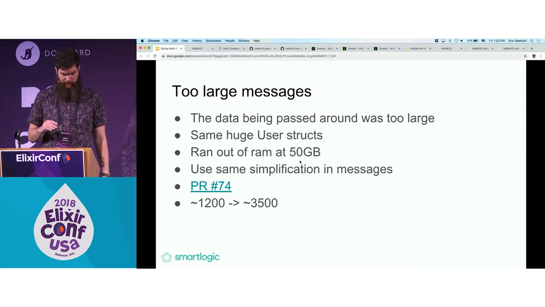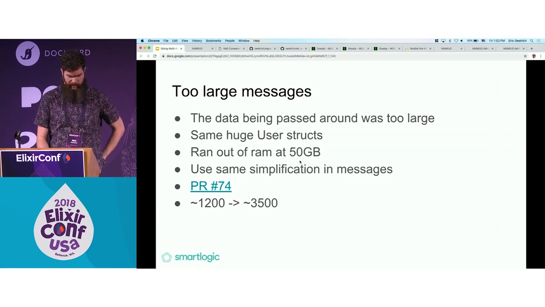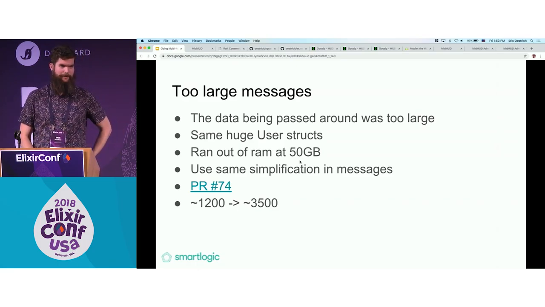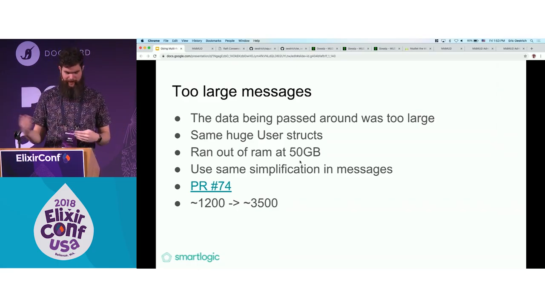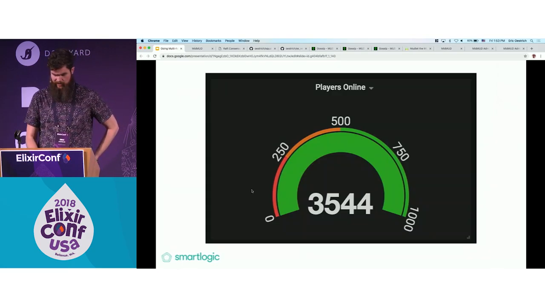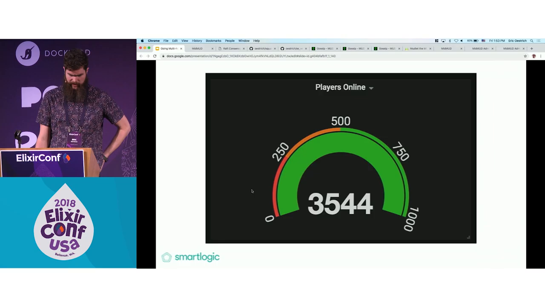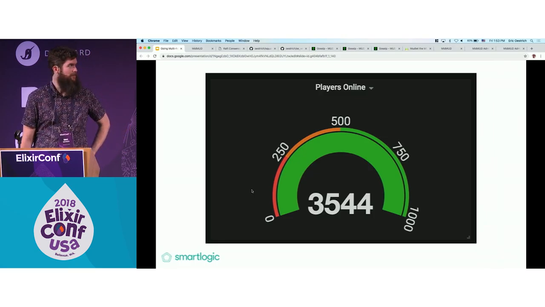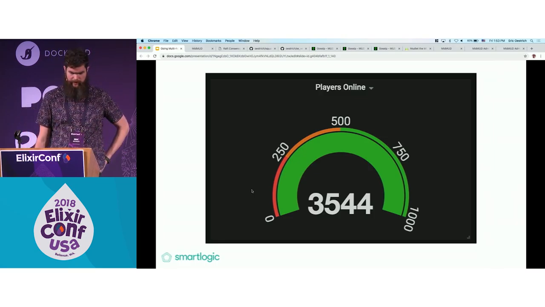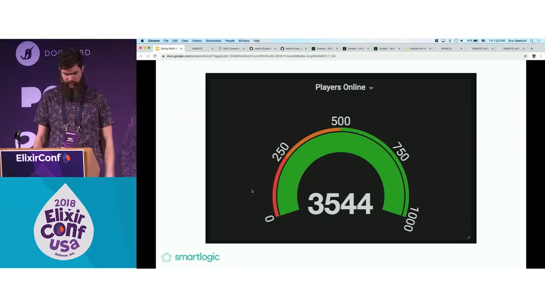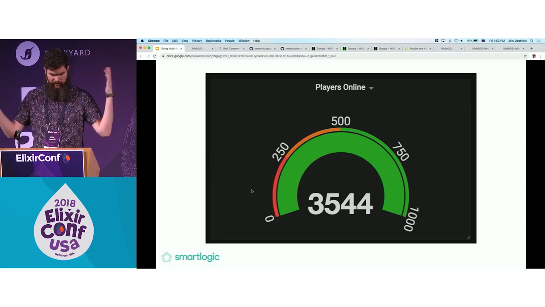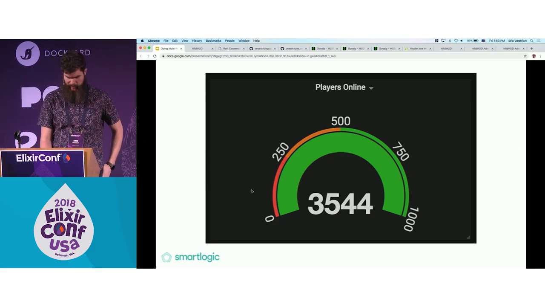The amount of RAM usage for the 3,500 bots, I think, was at 4 gigabytes. So just those tweaks made it 10 times less. And you can see that one in PR 74. And this is the final Grafana gauge that I had for connected players. So it was really, really cool to go from 230 to then go 15 times more and be able to be a true MMO in the amount of players connected.